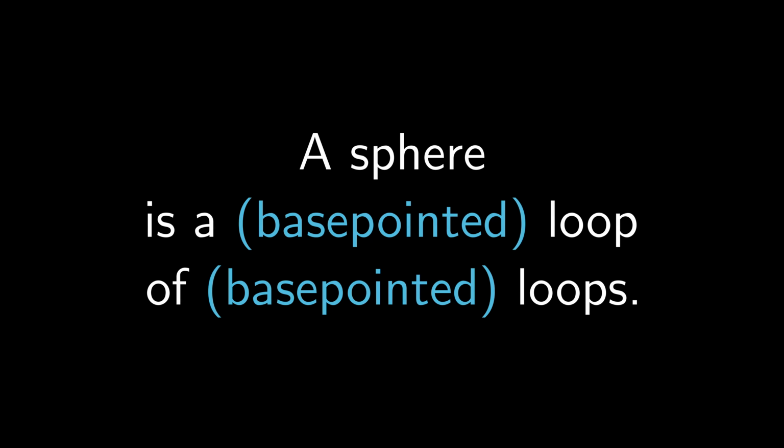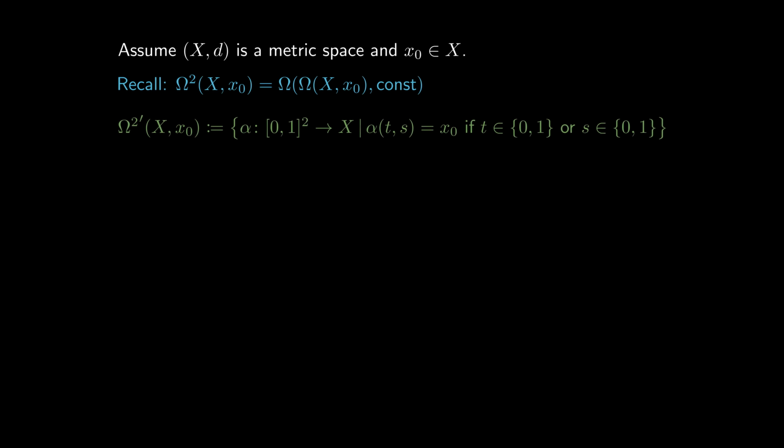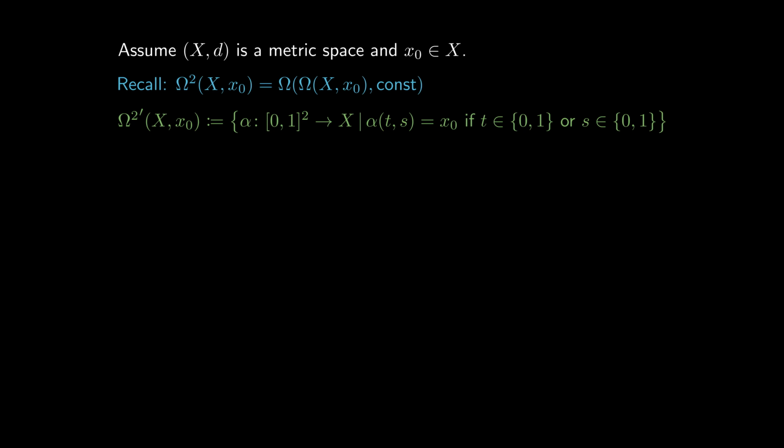Let's write this down more precisely, again using metric spaces for convenience. We already defined the double loop space as literally the loop space of the loop space, but there is an alternate definition. We look at maps from a unit square into X, where those four red edges we saw all get sent to the base point.